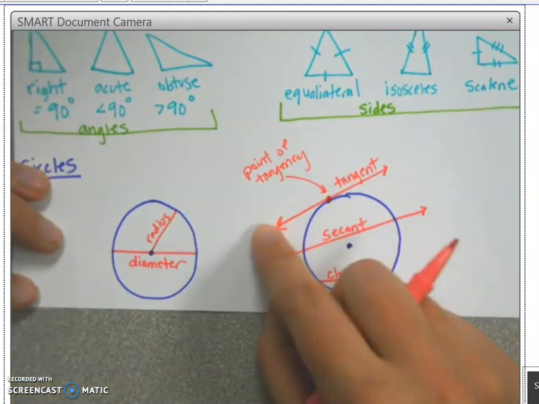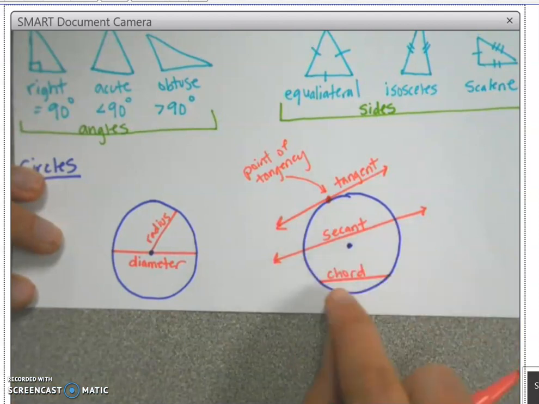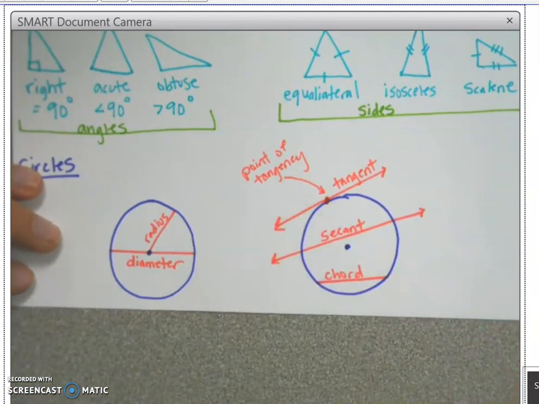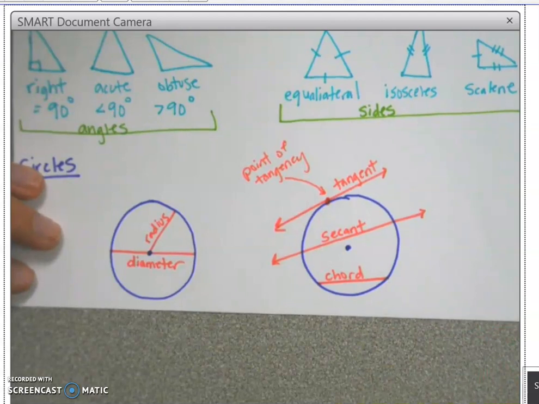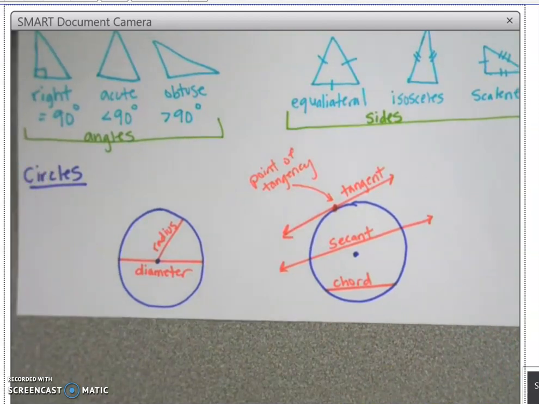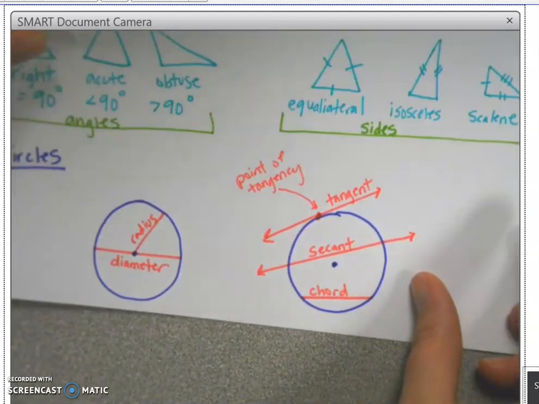So if it goes through and only hits at one spot, notice a secant hits twice and a chord hits twice. If it only hits once, it's a tangent. All right, so that is circle vocabulary. Flipping my page.